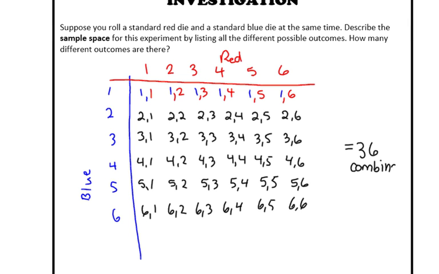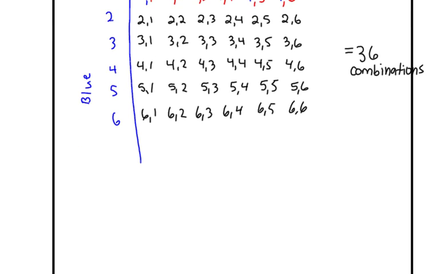Was there an easier way to figure this out? How do you think there was 36? Yeah, what's the easier way, Levi? 6 times 6. If we have our red die and we have our blue die, how many choices of numbers do we have for the red? We have 6 of them, 1 through 6. How many choices do we have for the blue? We have 6 of them, so 6 times 6 is 36.